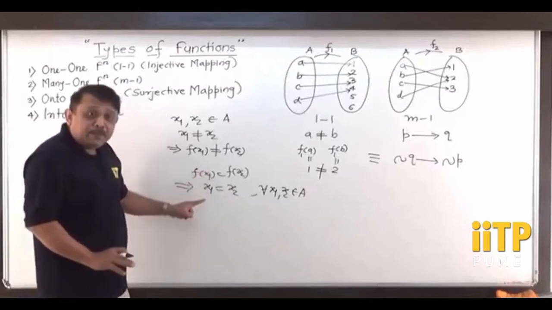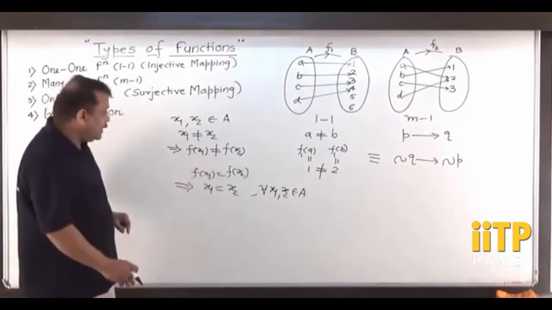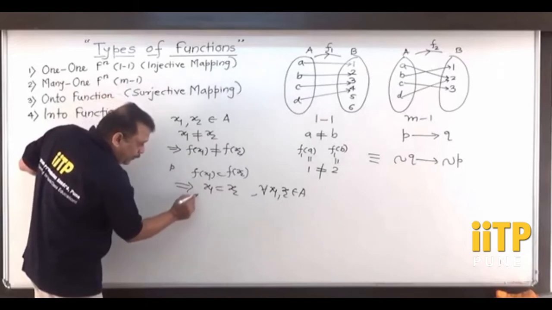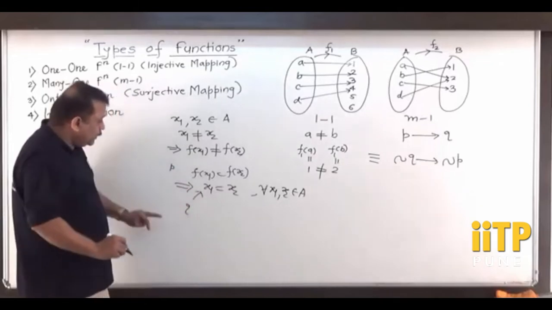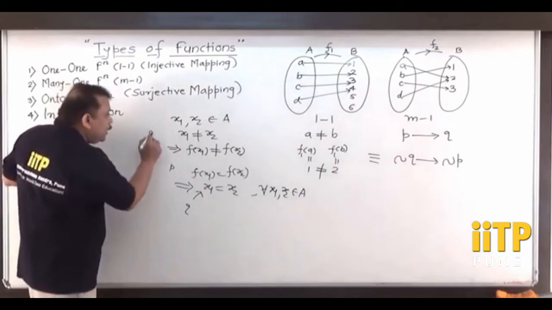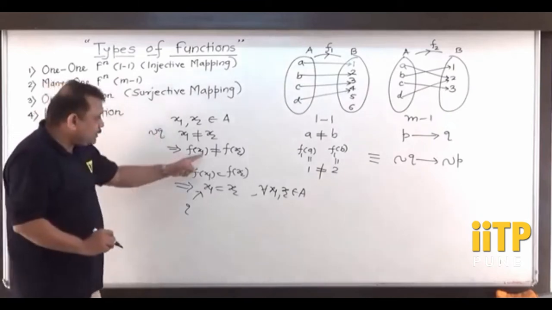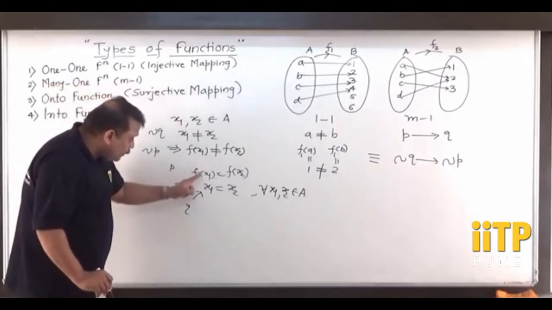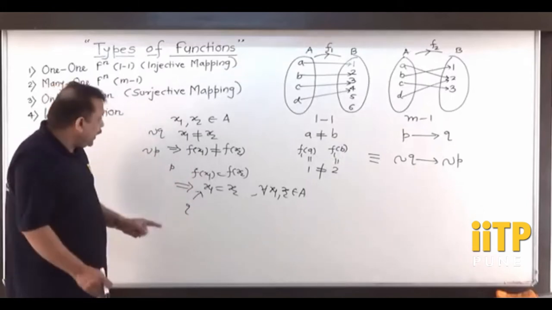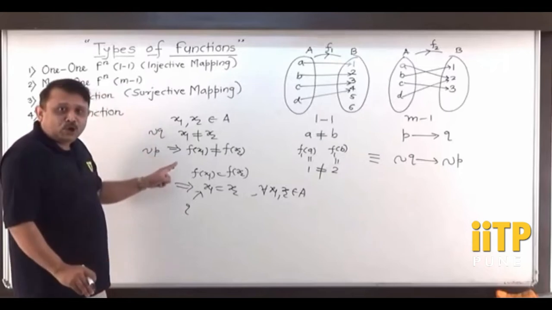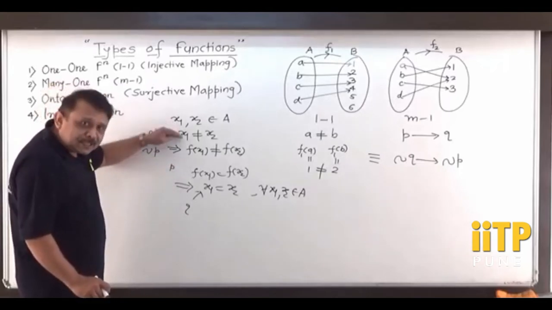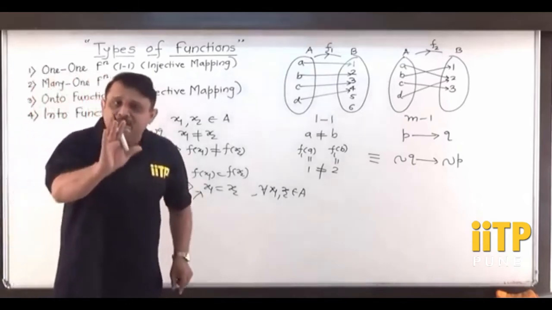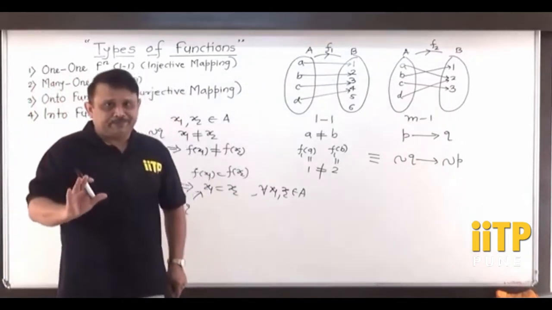So P implies Q is the same as, what is this? If I say this statement is P and this statement is Q, then this is exactly the negation of Q and this is exactly the negation of P. So P implies Q is equivalent to not Q implies not P. Whether I consider this case or this case, both mean one and the same, that the function is 1, 1.